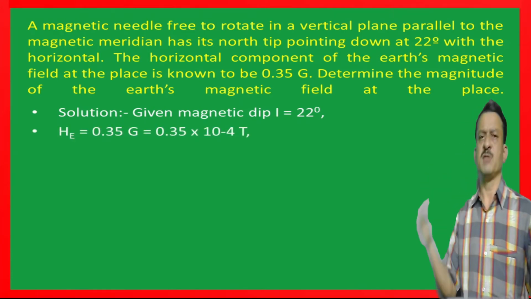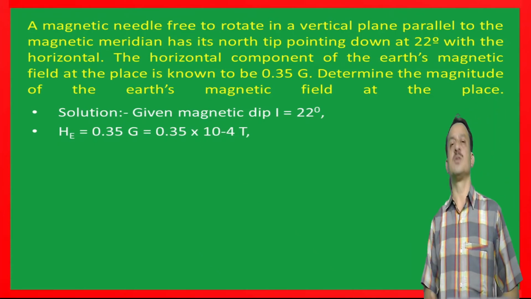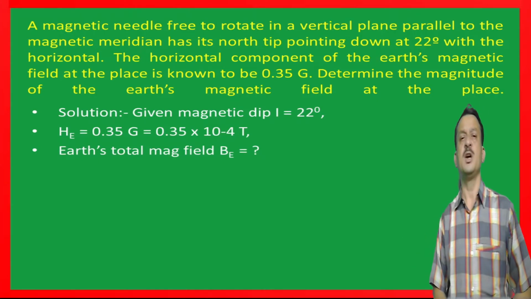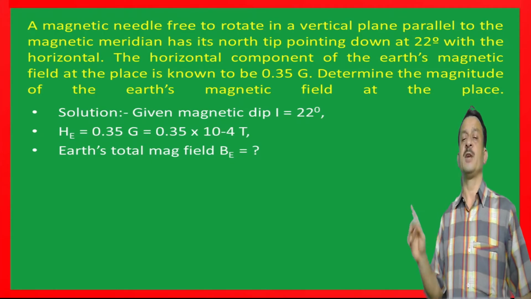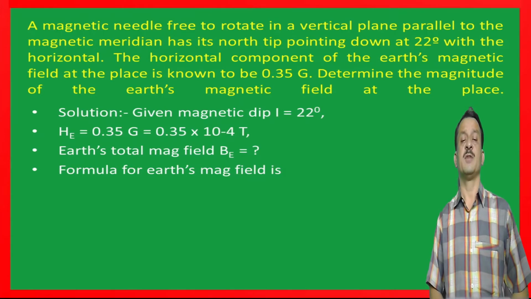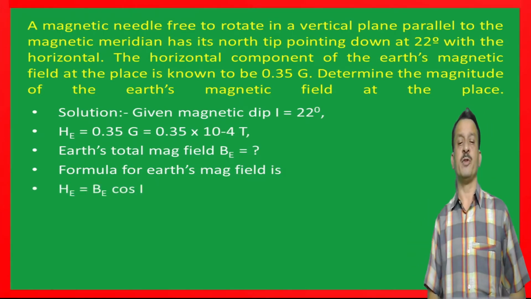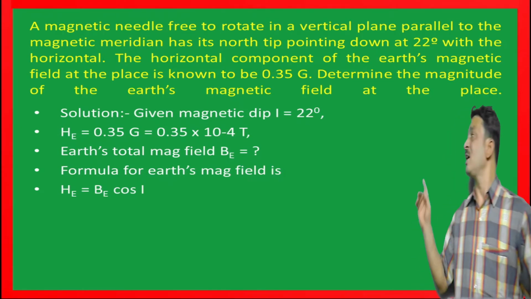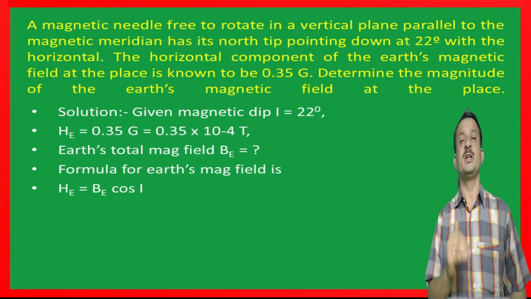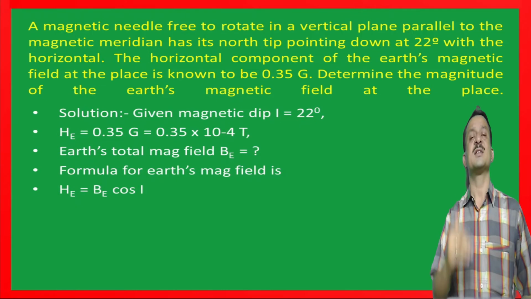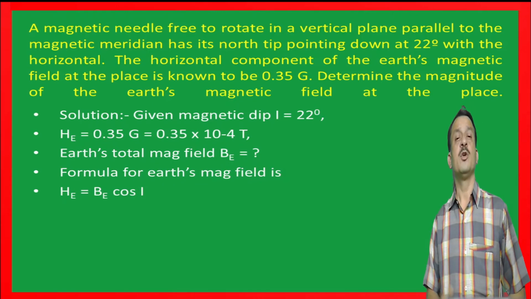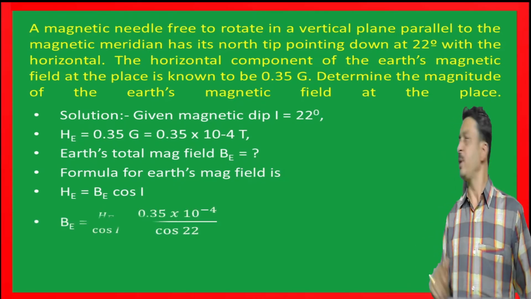It is not in SI unit, so we convert it into SI unit, that is 1 Gauss is equal to 10 to the power of minus 4 Tesla. Therefore 0.35 into 10 to the power of minus 4 Tesla. Now we have to calculate what is the Earth's total magnetic field. We have a very simple relation. The horizontal component He is equal to Be cos I, where He is the horizontal component of the Earth's magnetic field, Be is the total magnetic field, and I is the angle of inclination, that we are already familiar with. Therefore Be is He divided by cos I.